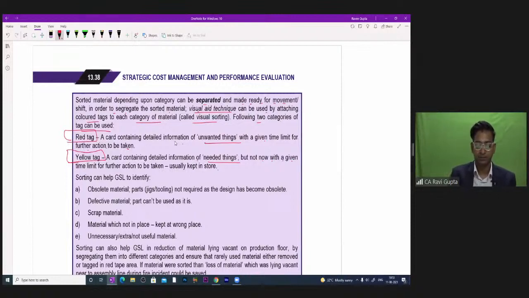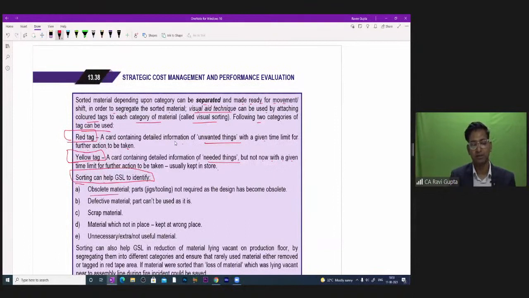Right. Okay. So it was the first part that speaks about applying the 5S, and we have applied the sorting, that is S number 1. But we have to speak about its benefit. There were two requirements in the question. And the second requirement is how sorting can help GSL to identify.